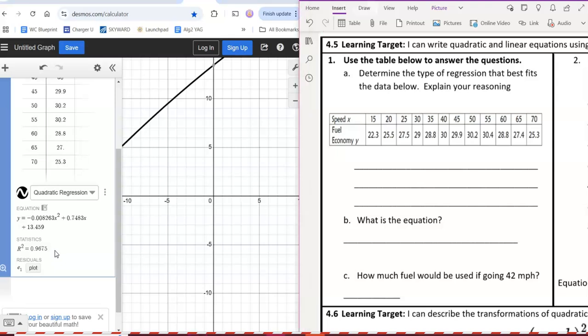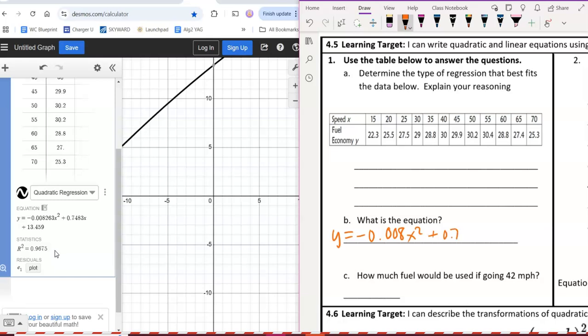So we're going to say, what is the equation? We're going to copy that equation down. Y equals negative 0.008, I'm just going to round to 3 decimals, 0.748x plus 13.459. Okay, and again, we are choosing the quadratic regression.